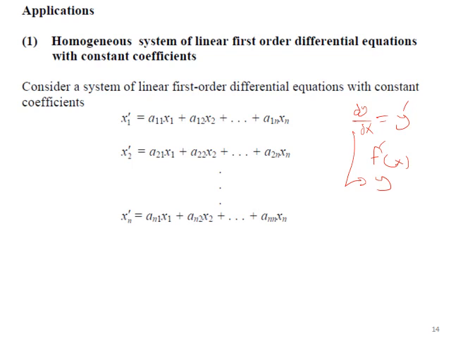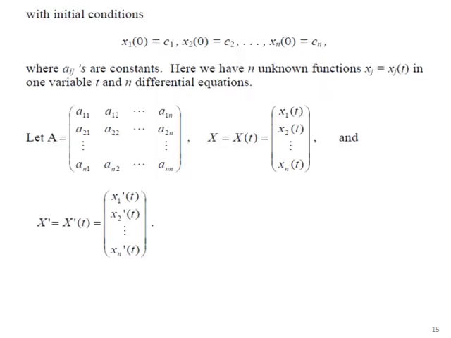Now here you have a set of equations. My variables here are not y; we call them x1 dash, x2 dash, in terms of x1, x2, x3 and so on. A set of equations. And we have initial conditions, which we use to find the constants. For example, x1 at time 0 equals c1, x2 at time 0 equals c2, and so on.